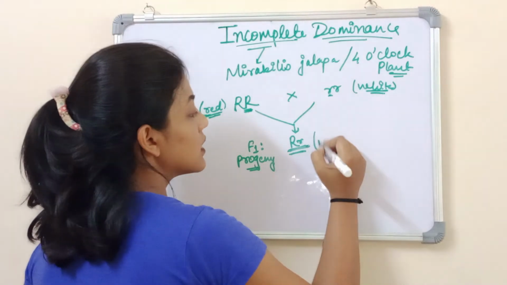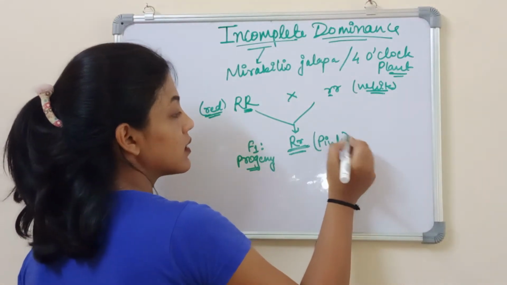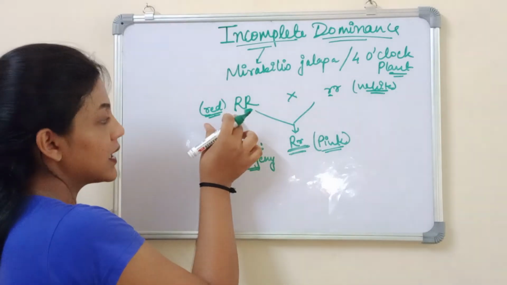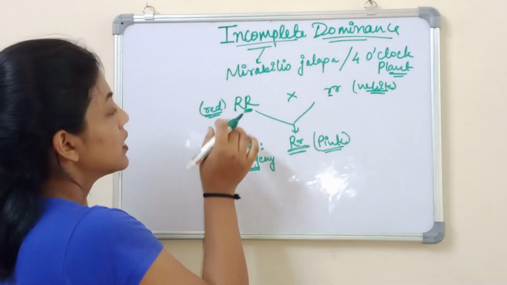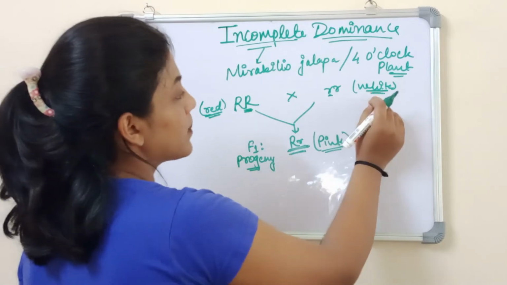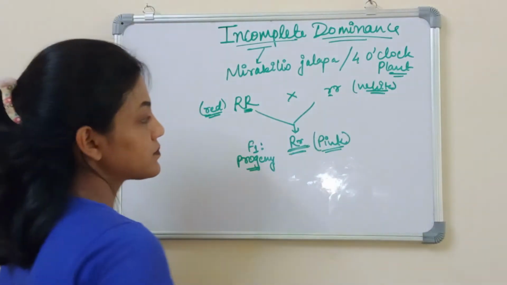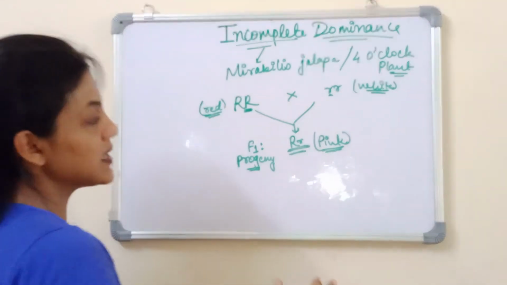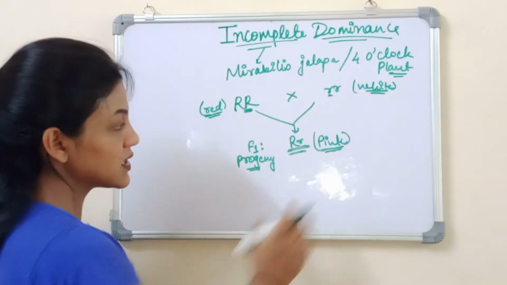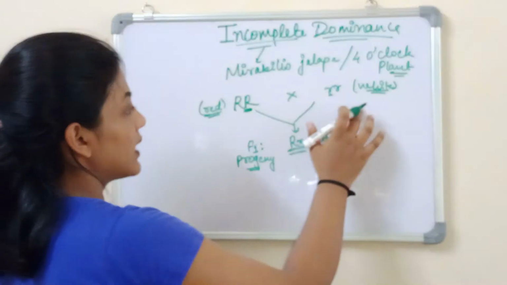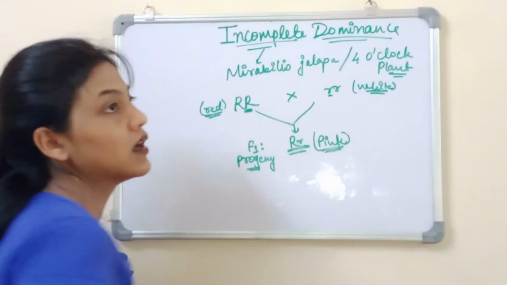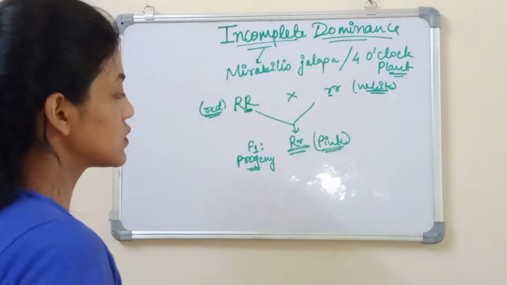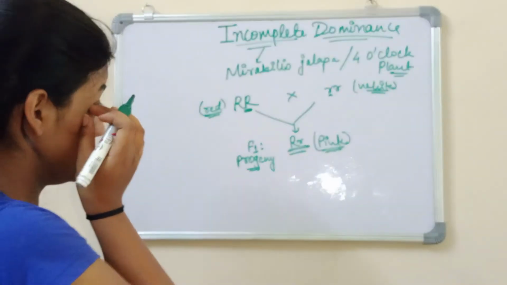A pink flower plant is obtained when a pure red plant, a plant bearing a red flower, is mated with a plant bearing a white flower. So an intermediate phenotype is observed in the F1 progeny, that is pink. Red and white, pink is the intermediate. When red and white are mixed, what is formed? Pink, right? So you can remember it like that.